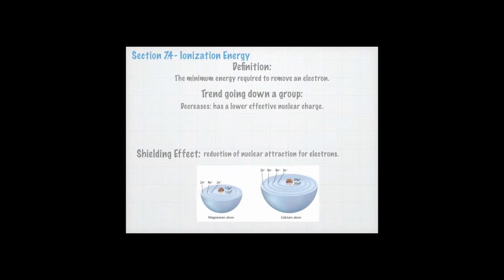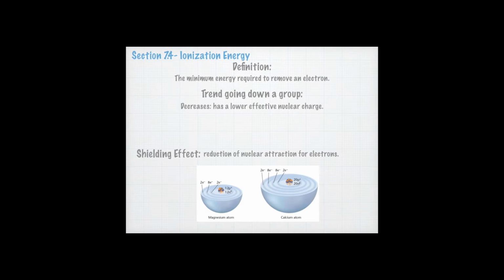So if you look right here, if you compare magnesium and calcium, notice calcium has a whole other principal energy level above that of magnesium. Therefore, calcium is going to have more shielding occur, meaning that those two electrons in that outer energy level are not going to experience the attraction of the nucleus as much as those for magnesium. Therefore, calcium has a lower effective nuclear charge, meaning it is easier to remove those two outermost electrons.